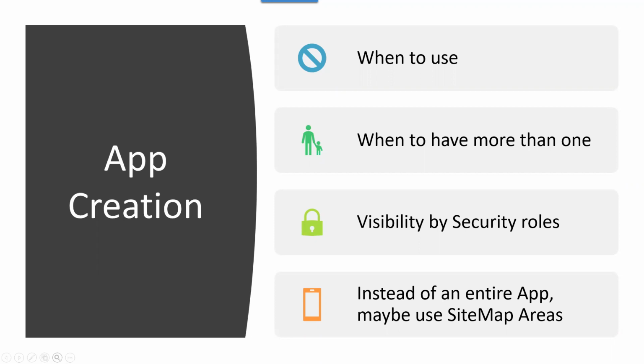Visibility is set by security roles, so you can assign the security roles to the app so only certain people see them. And one of the things that I kind of just mentioned, instead of having an entire app, we can have sitemap areas, which I'll cover in just a second, which are kind of like sub apps. So it's a way of kind of restricting certain things. So maybe we just have one app, but everybody uses different areas within that app to do their job. So you would have sales on one tab, marketing on another, and then customer service on another. That would be one way to do it.